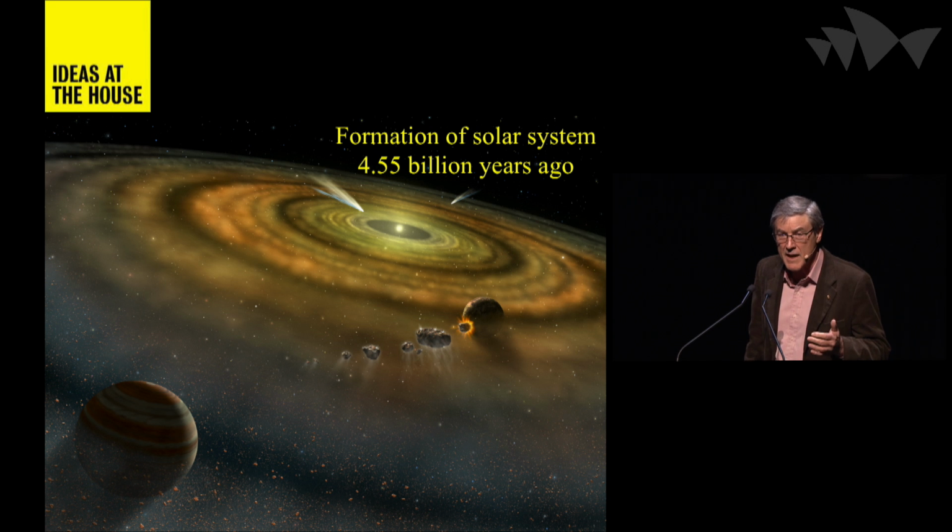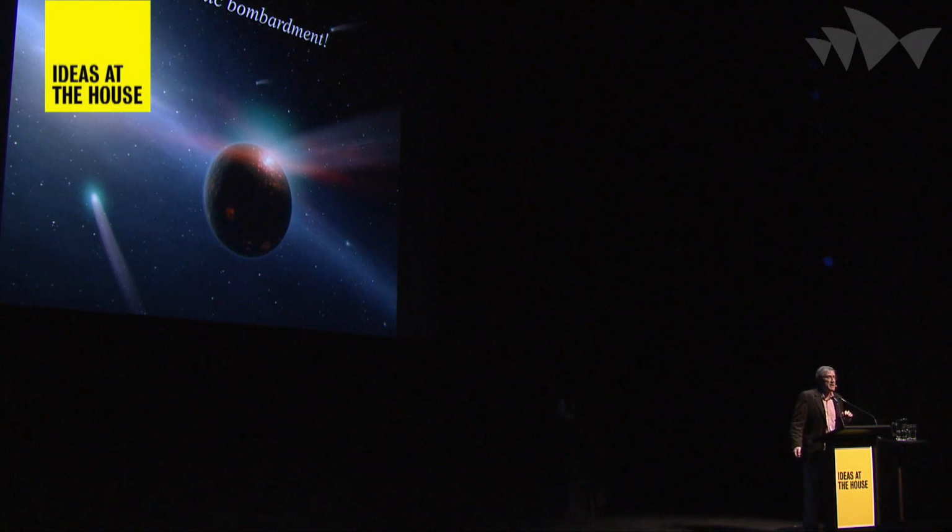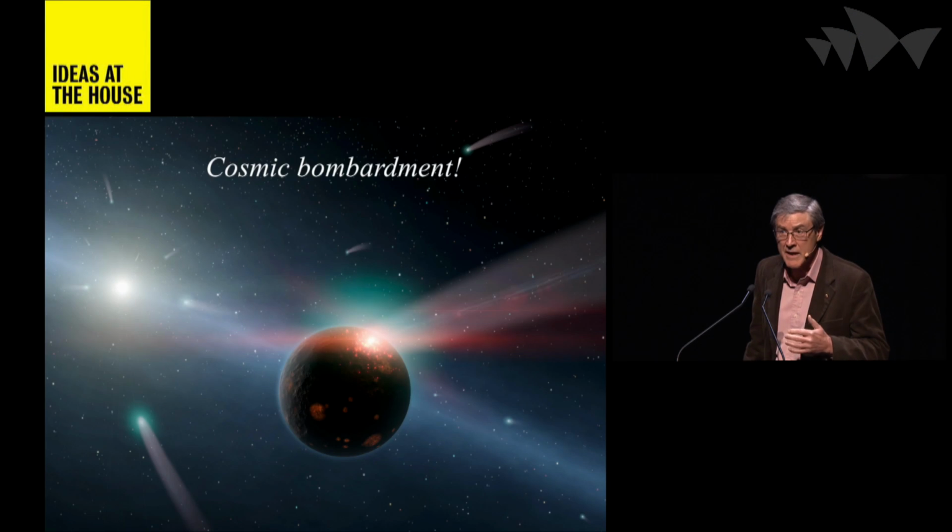And during that time, huge chunks of material rained down on the newly formed planets. So this is a NASA depiction of this process, and here's another one, and we can imagine the early Earth being bombarded ferociously, in fact all the early planets bombarded ferociously by huge comets and asteroids and rocky bodies.